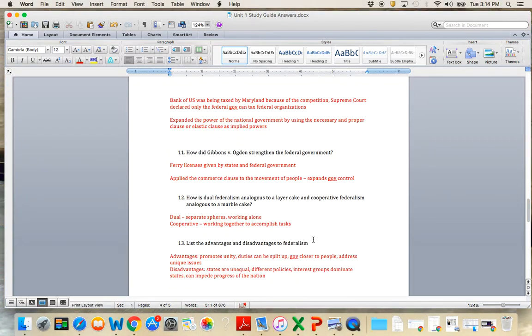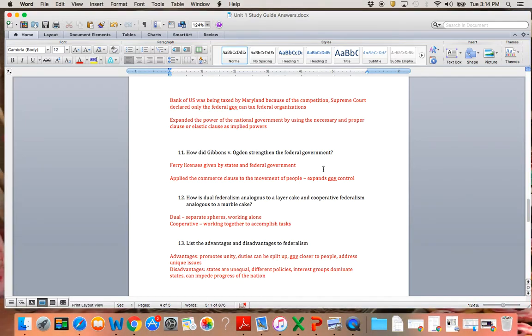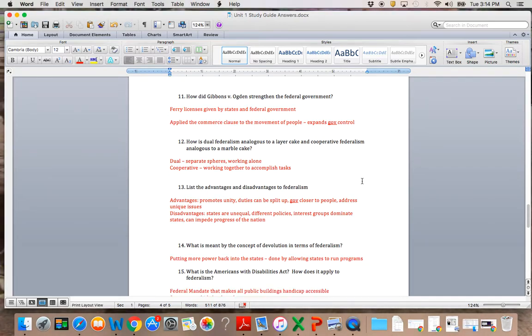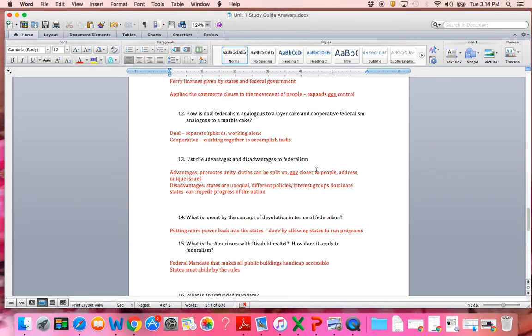Gibbons and Ogden strengthened the federal government as well. They were looking at the licenses, one issued by the state, the other issued by the federal government, and it applied the Commerce Clause here, anything dealing with the buying and selling of services or commerce, and expanded the federal government's role there. Dual federalism is like a layer cake because it's separate, they work alone. Cooperative federalism is like your marble cake, they work together to accomplish any type of tasks.